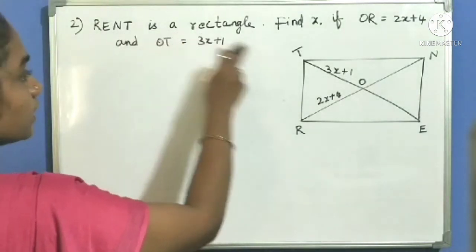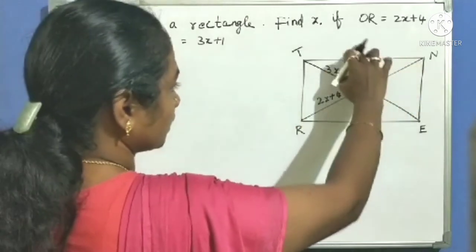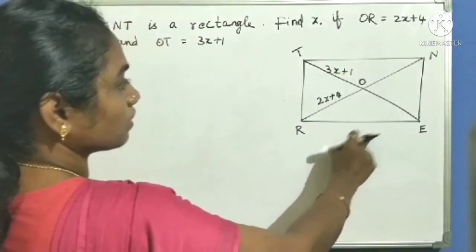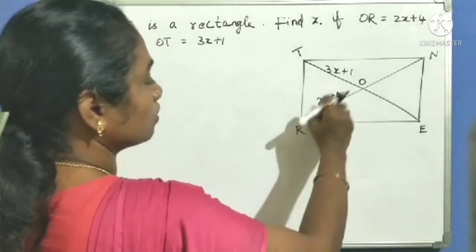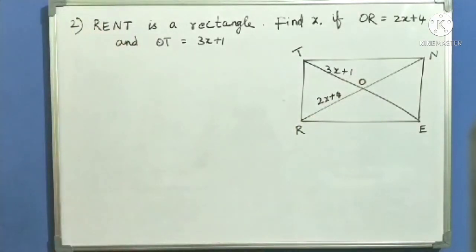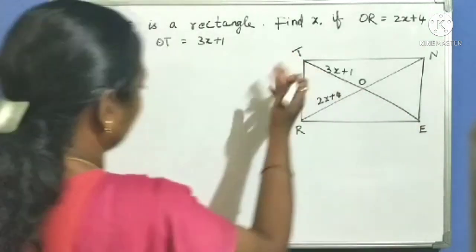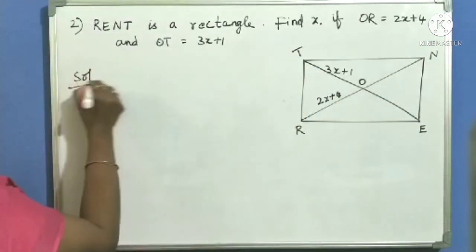So that is a rectangle. What are the properties of a rectangle? Opposite sides are equal and parallel. And the diagonals bisect each other. And one more thing: the diagonals are equal. That is the special property of a rectangle: the diagonals are equal.